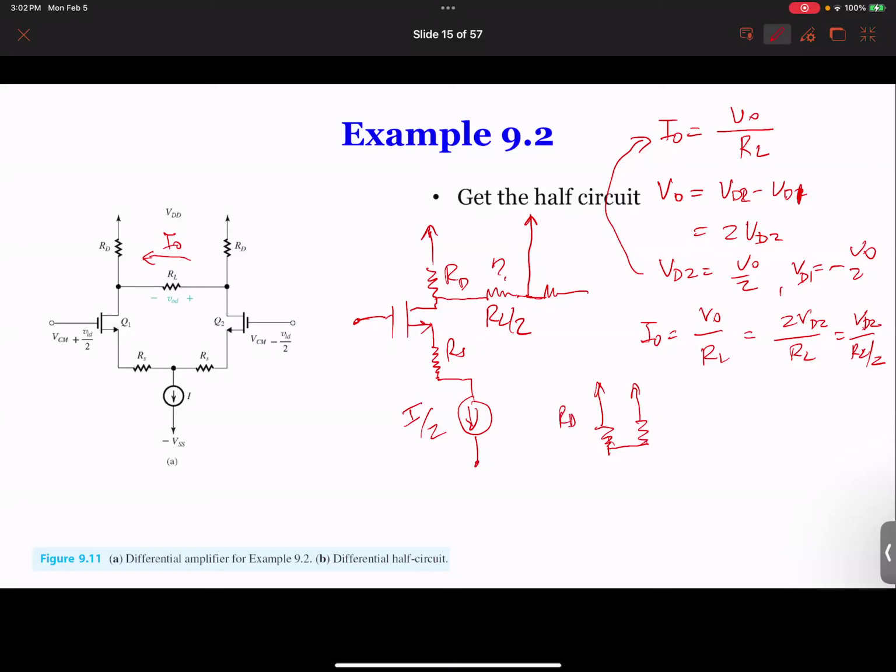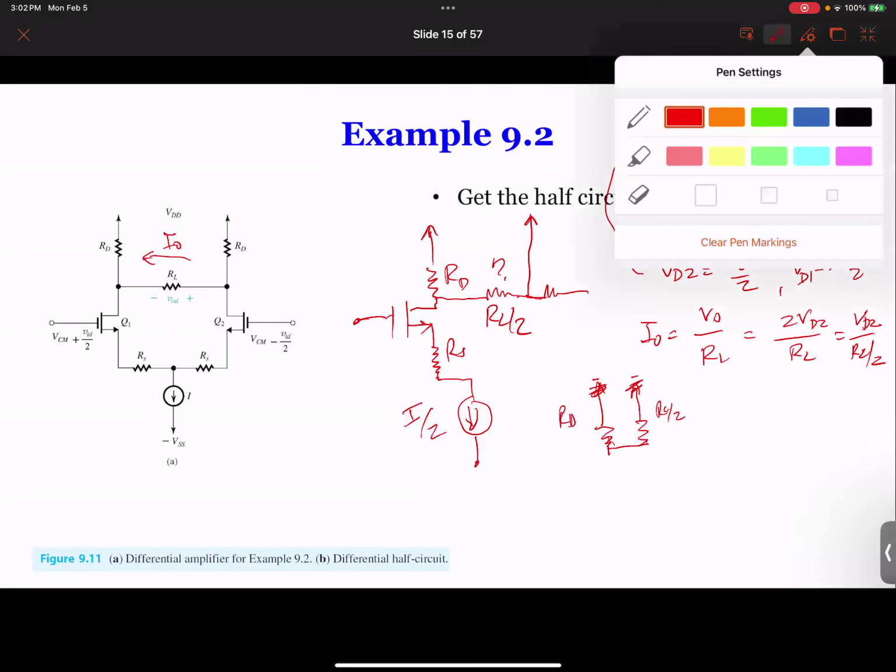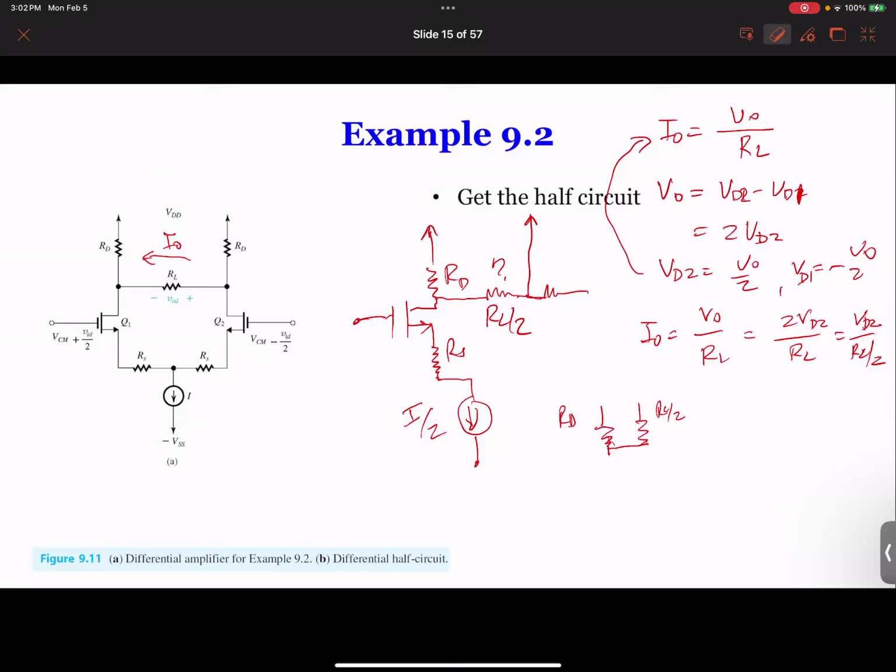RD is 1/2 RL over 2. Well, we use this as a ground. So let's make it a little better. So this is ground, this is ground, this half RL, and we have, let's see how we draw this T-model.